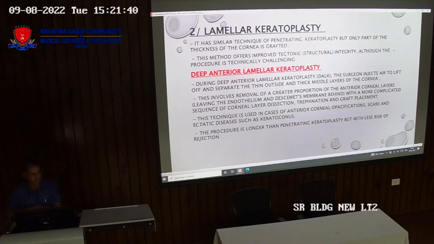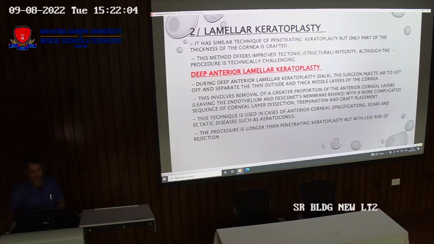First is the deep anterior lamellar keratoplasty. In short, we call it DALK, D-A-L-K, DALK. During deep anterior lamellar keratoplasty, the surgeon injects air to lift off and separate the thin outside and thick middle layer of the cornea. So up to the mid-stroma or deep stroma, and anteriorly, these layers will be replaced.